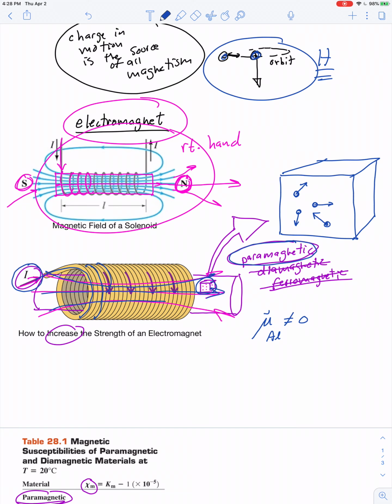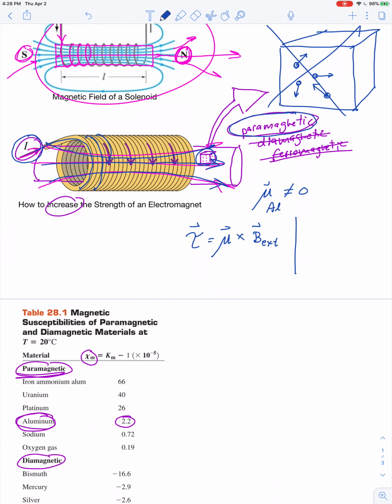And now what happens, as you know, is a magnetic field is able to exert a torque on an object with a magnetic dipole moment. The torque is the cross product of the dipole moment and the external magnetic field. So what happens is those aluminum atoms and their magnetic dipole moments align with the external field. So if the external field points to the right, then the dipole moments point mainly to the right and tend to align with the external field.